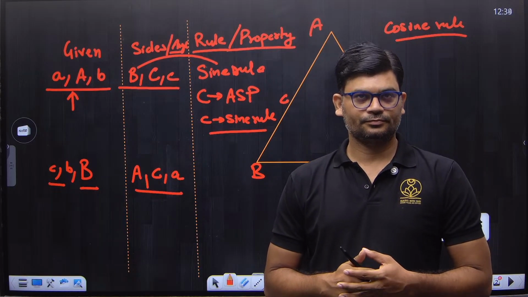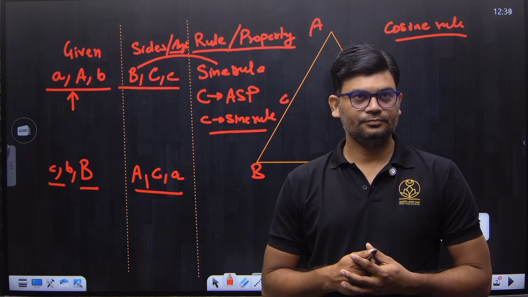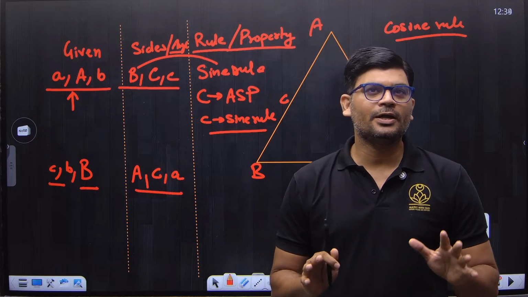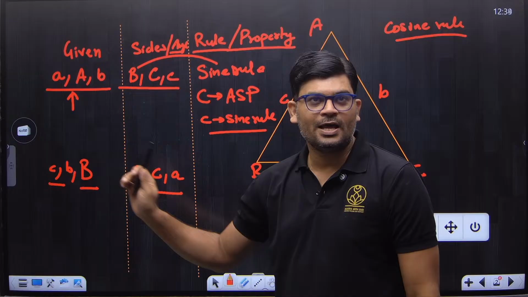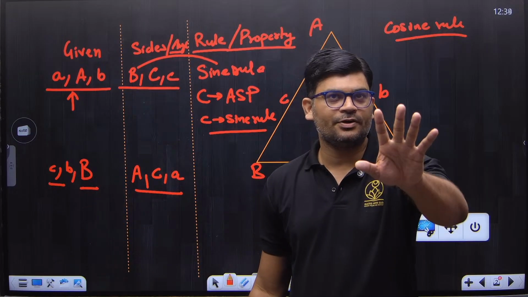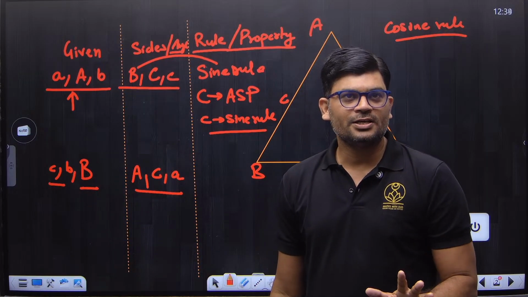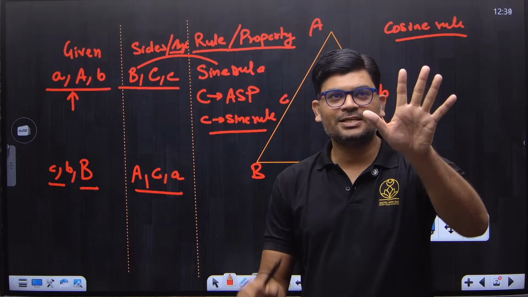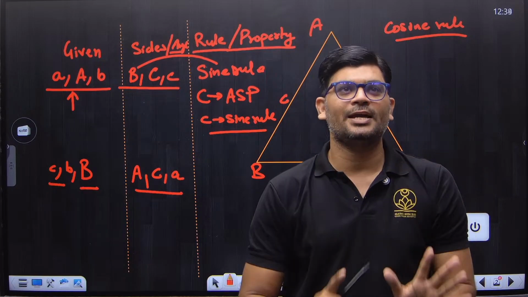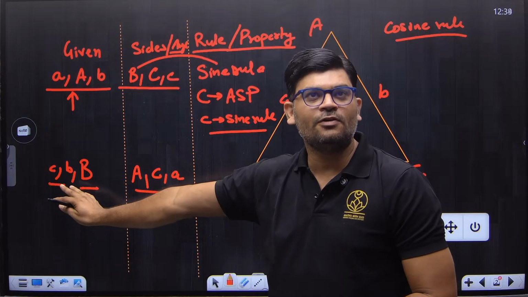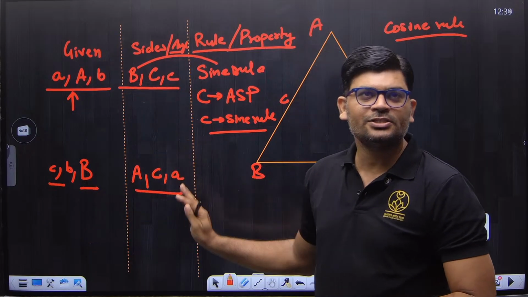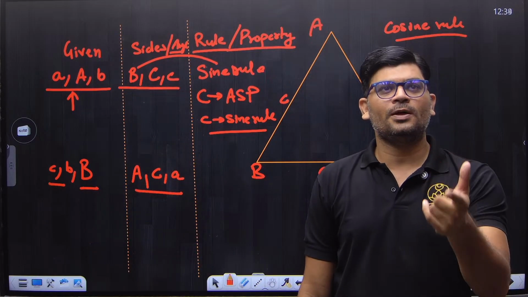So for cosine rule, it's two sides and one angle. No, I'm not talking about any cosine rule. I'm saying that two sides and one angle is given to you. My question is, in any triangle there are six things, three angles and three sides. If you have been given three of the things out of six, the rest three, how you are going to find? What should be your approach?